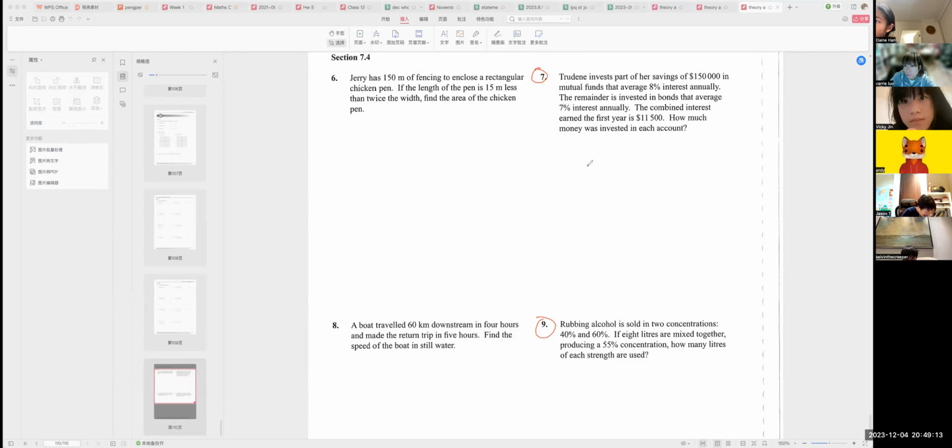Okay, everybody, number 7, do you know how to do it? Vicky, can you tell me how to do it? The child invests part of her savings of 150,000 in mutual funds that average 8% interest annually. The remainder is invested in bonds that average 7% interest annually. The combined interest earned the first year is 11,500. How much money was invested in each account?